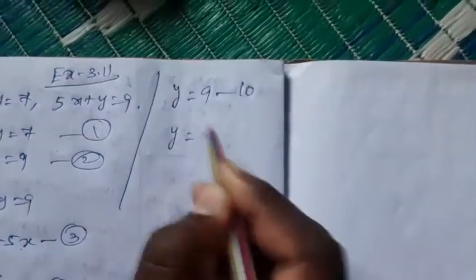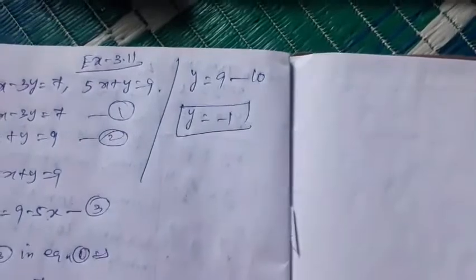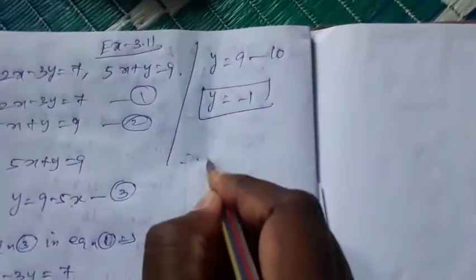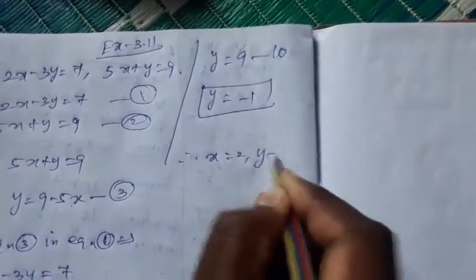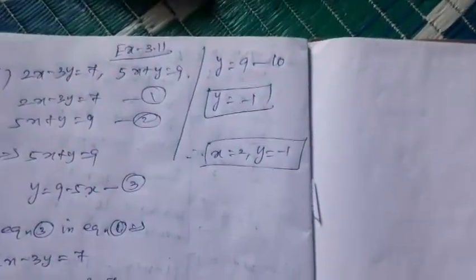5 twos are 10. Then 9 minus 10, we get minus 1. So y equal to minus 1. Hence the solution is over. Therefore, x equal to 2 and y equal to minus 1. This is the required solution. So we found the values of x and y.